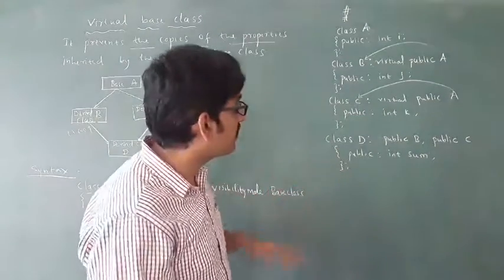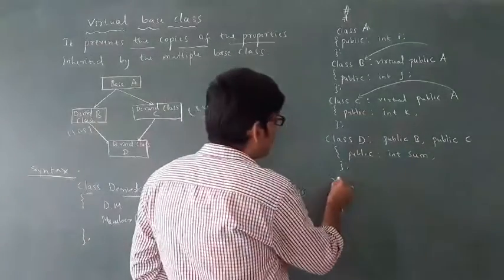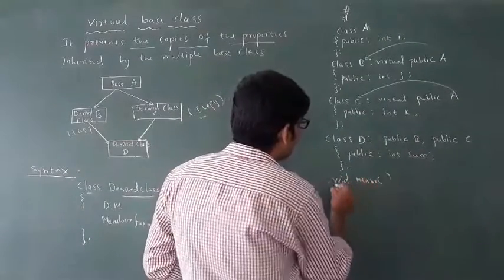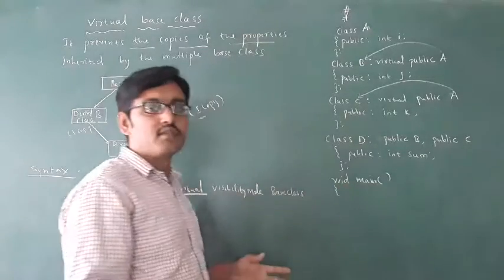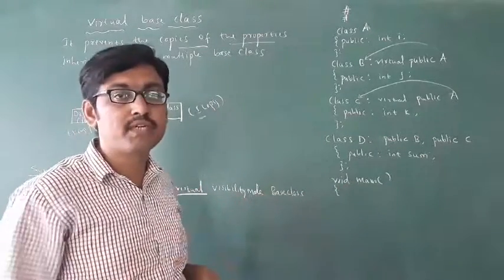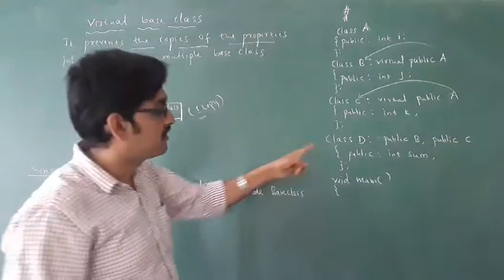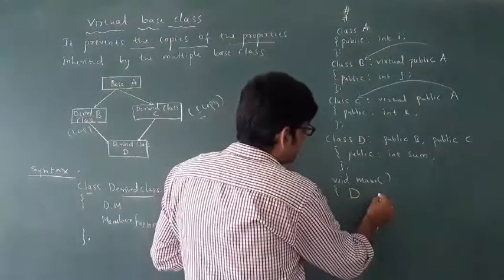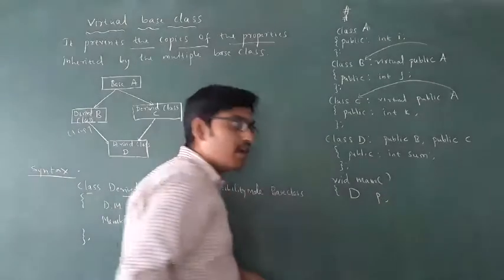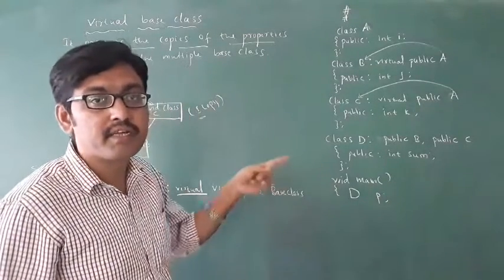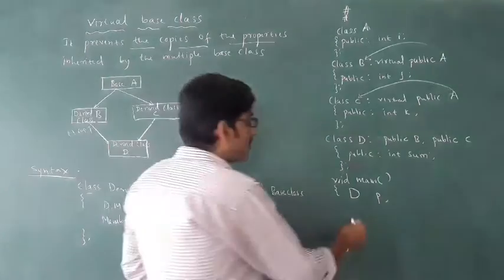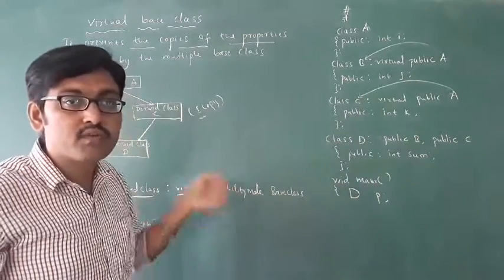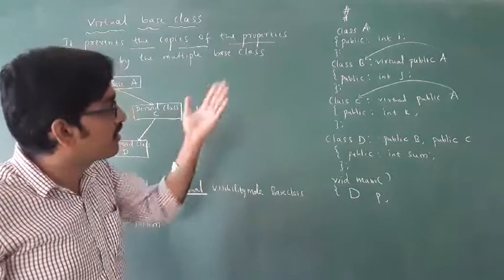Now I am taking void main. In void main you have to create an object. Which class object will you create? You have to take D. D is the class name, and I am taking p as the object name. Now you have to give the values.